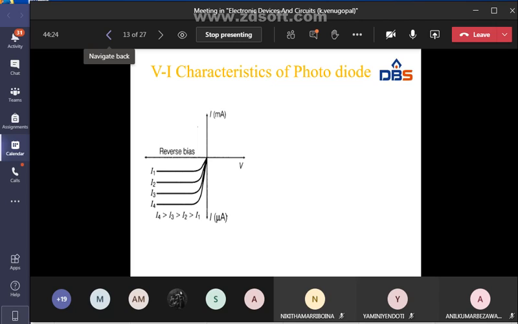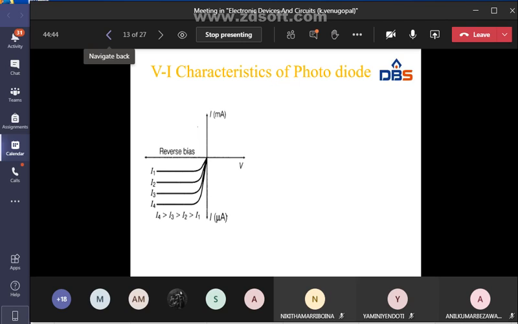Next, photoconductive mode. It is used in reverse bias. The reverse voltage application will increase the depletion layer's width, which decreases the response time on the junction capacitance.